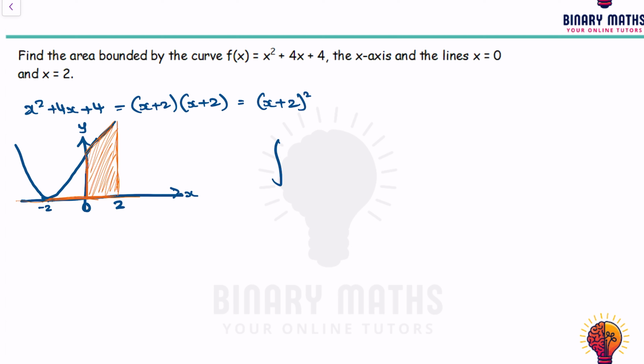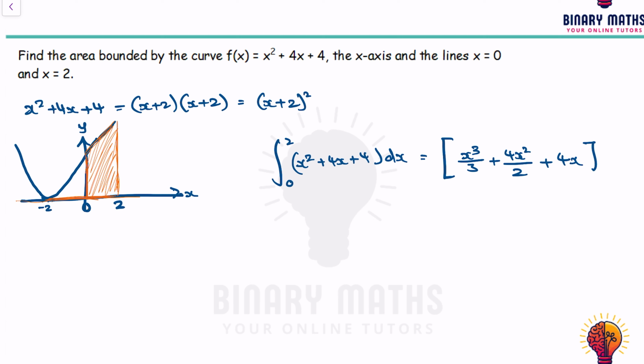So what we're doing is we're integrating between 2 and 0, x squared plus 4x plus 4 dx. So the integral of x squared plus 4x plus 4 between 2 and 0. First I need to integrate it, find the antiderivative. So increase the power by 1 and divide by the increase, and do the same for each term.